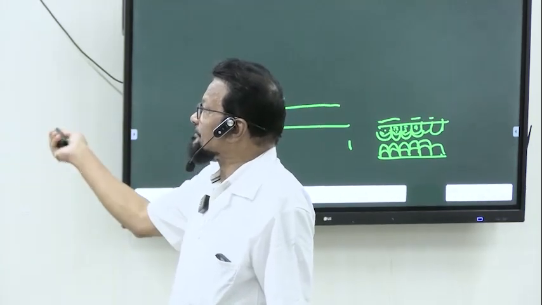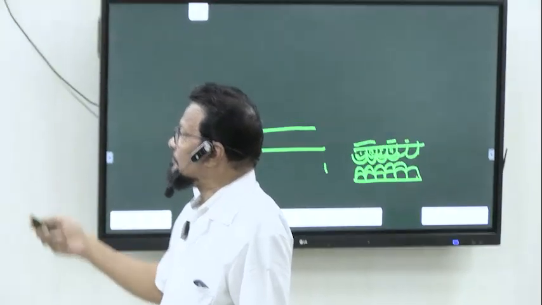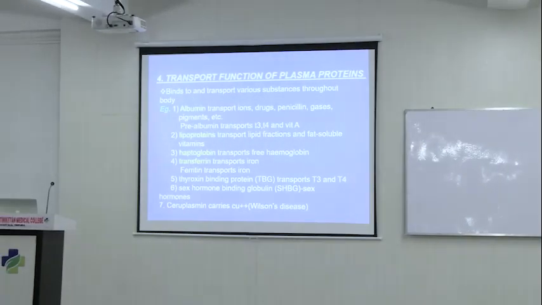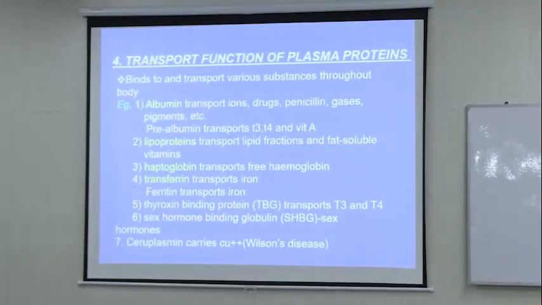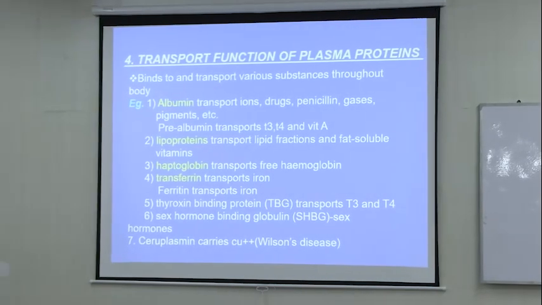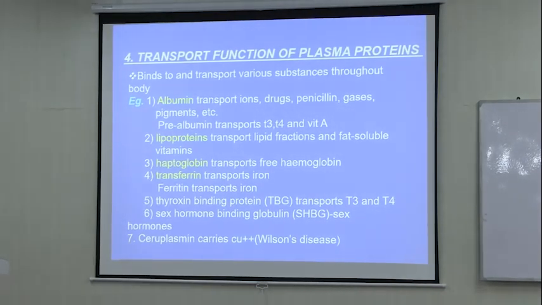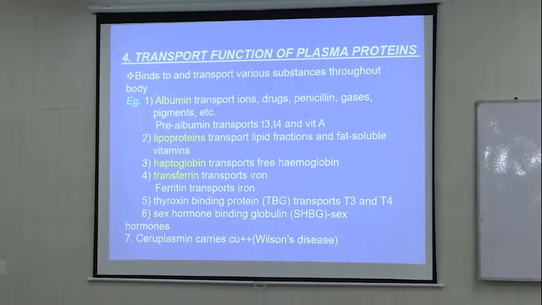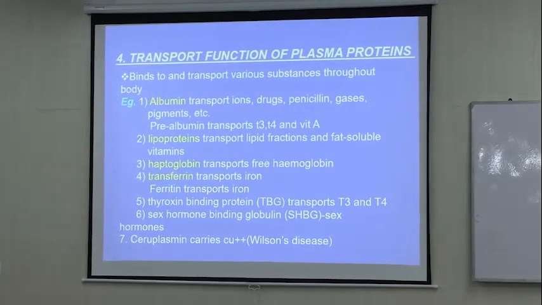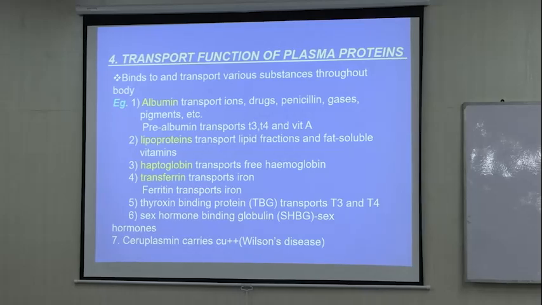So lipoproteins transport lipids and fat-soluble vitamins. Haptoglobin, a type of globulin, transports free hemoglobin. Hemoglobin is always retained within the RBC. How can it come to plasma? Another question to you.